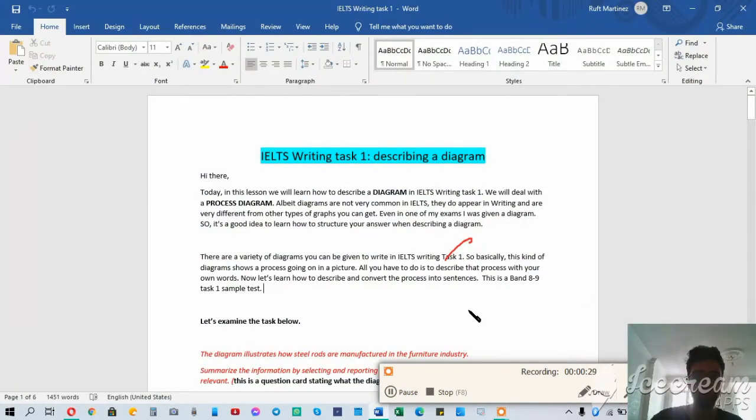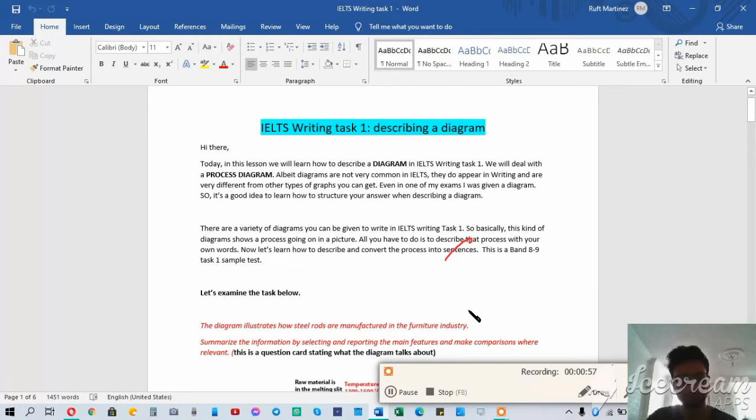All right. So here, as we said before, we're going to describe a diagram, and I showed you a couple of different samples of how a process diagram looks. Listen to me carefully, and I'll explain what it is and how to write it. I'll show you the band 8 or 9 sample of how I write it, or how you have to write it.